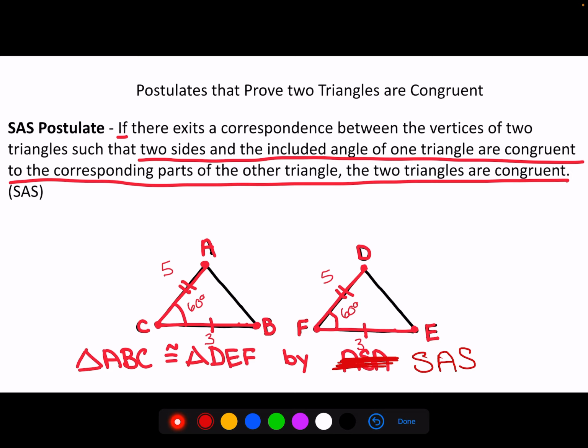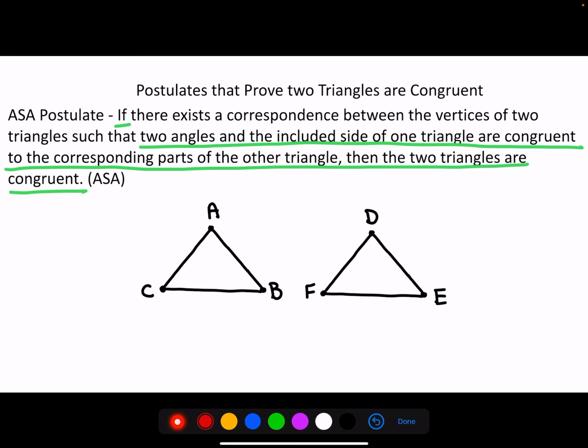All right, and our final one is angle, side, angle. So if two triangles, ABC and DEF, have two angles and the included side of one triangle congruent to the corresponding parts of the other, then the two triangles are congruent by ASA.